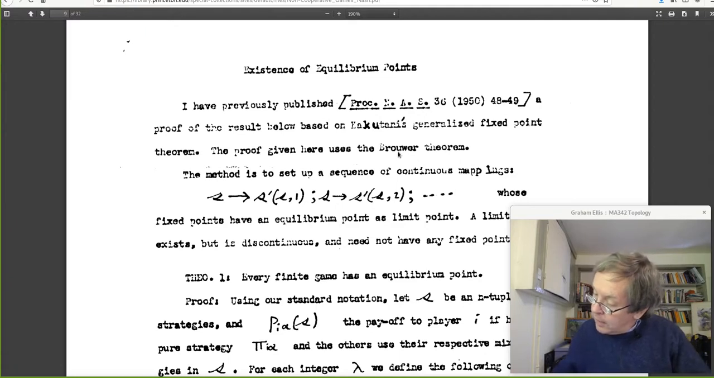And so Brouwer's theorem is a theorem that I'm going to cover in this module, in the topology module. So we're going to prove Brouwer's theorem. And to prove Brouwer's theorem, we need to use homotopy. So this is how it all fits together.